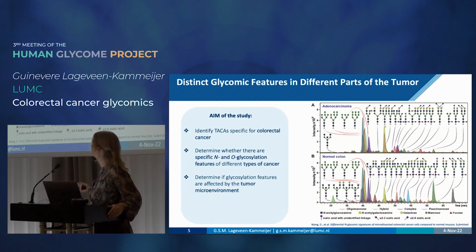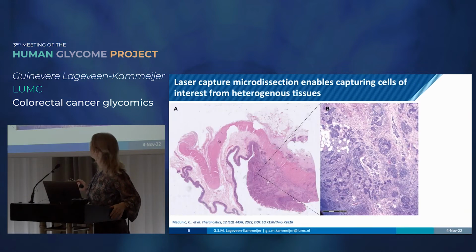The aim of the study was to identify whether we can find specific tumor-associated carbohydrate antigens for colorectal cancer, and we did this for the N-glycome and the O-GalNAc glycome. We also wanted to determine whether glycosylation features are affected by the tumor microenvironment. How do we want to do that? By using laser capture microdissection.